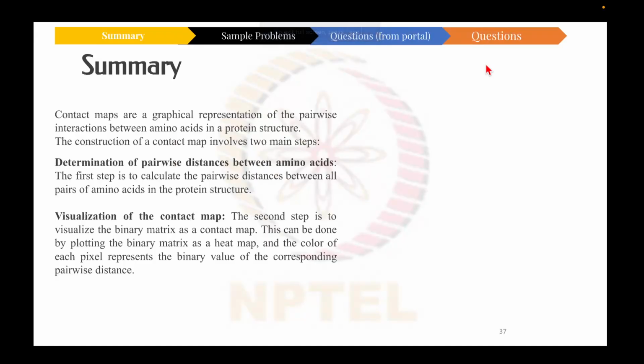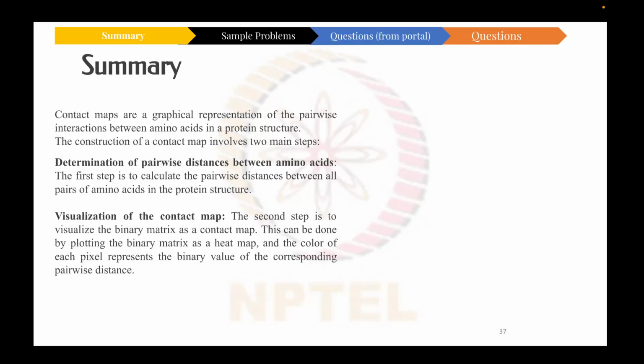Now that we have seen that, there are some other 2D representations used for proteins, that is contact maps. Contact maps are graphical representations of pairwise interactions between the amino acids in protein structures. They are commonly used in protein structure prediction and analysis. Construction of a contact map basically involves two main steps. One is determination of pairwise distances between the amino acids, then visualization of the contact map.